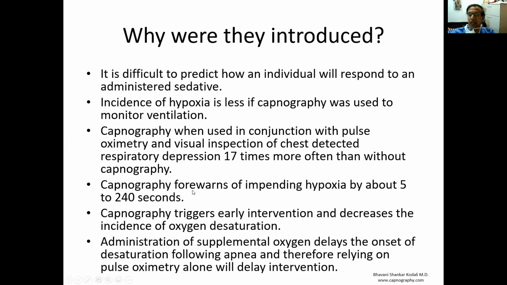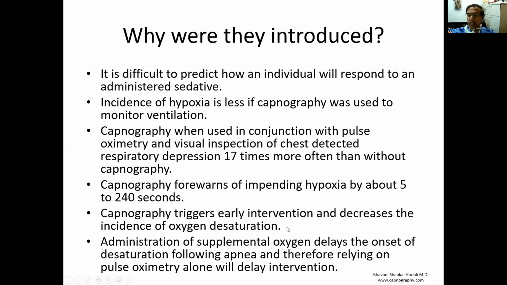Another important aspect of capnography is that it forewarns of impending hypoxia by about 5 to 240 seconds, which is roughly 4 minutes, before you can intervene and take corrective measures before the onset of hypoxia. So it gives roughly 4 minutes of time. Capnography triggers an early intervention and therefore decreases the incidence of oxygen desaturation.